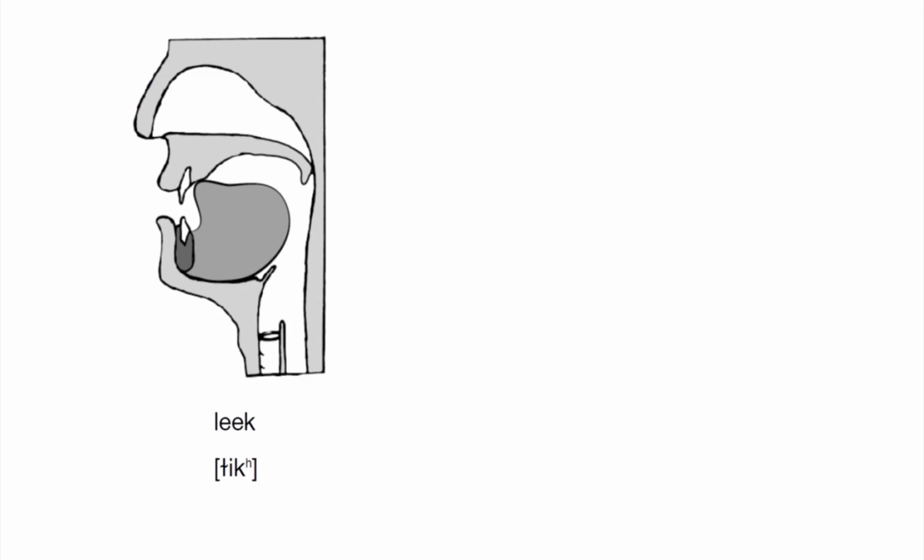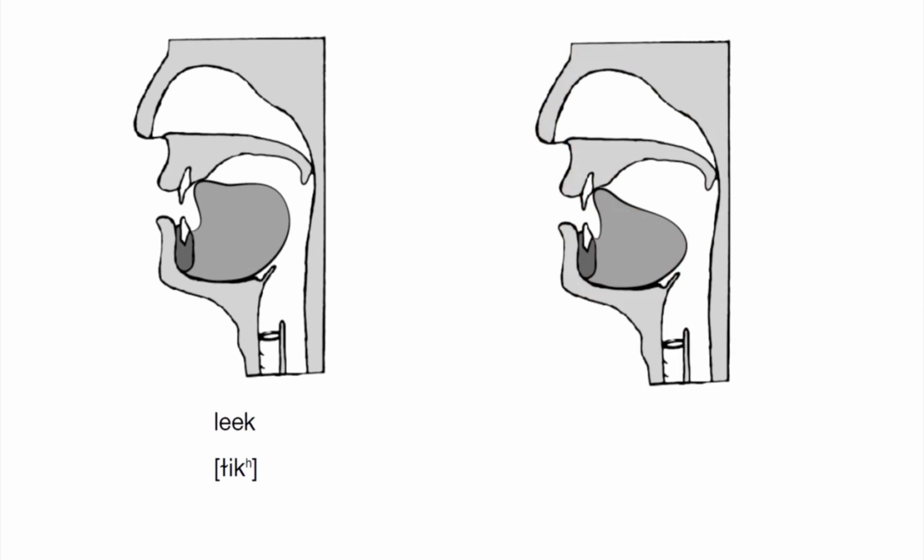In English, when we say a word like leak, the back and front of your tongue both come up towards the roof of your mouth. Leak. But in Hungarian, only the tip of your tongue comes up, and it reaches just behind your front upper teeth. Leek. English has leek. Hungarian, leek.